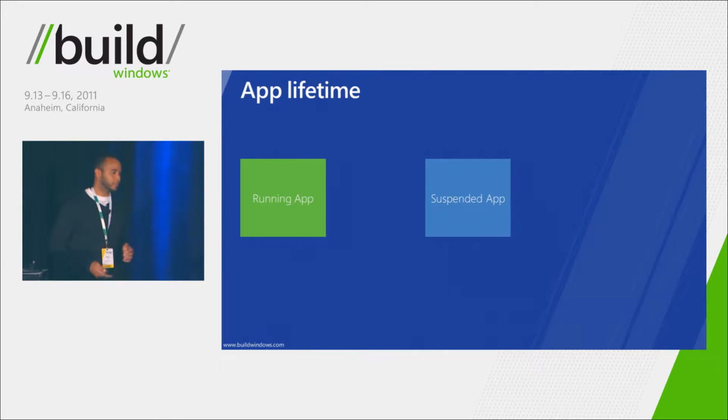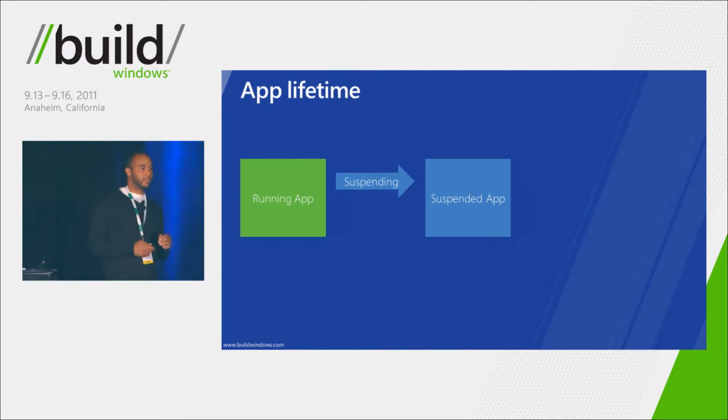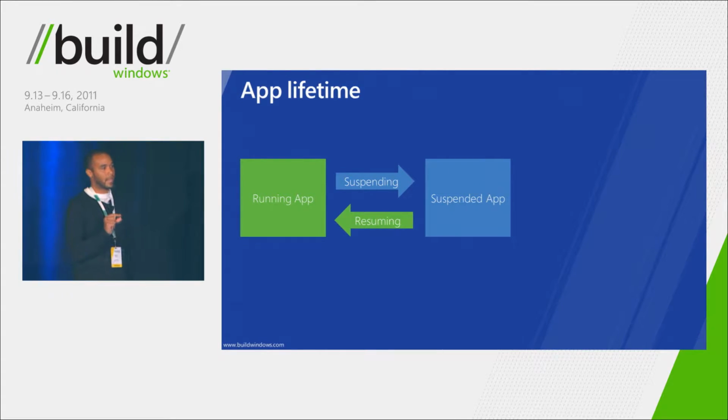What should you be doing? That suspended event fires into your app, and that's your opportunity to save and be prepared for termination. In the case in which you've been suspended, and at one point the user says, you know what, I actually want to go back to that app, you get something called the resuming event. But resuming is a little bit different than being activated. The difference is now you are actually living in resident memory, meaning everything you've allocated on disk still is there.